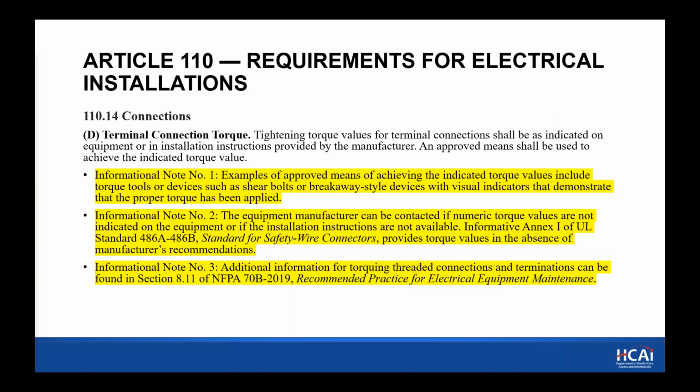Torque, terminal connections. So this has always been a requirement. There's a few informational notes that were added in the National Electrical Code. Examples of means of achieving the indicated torque would be torque tools or devices, shear bolts, breakaway. The informational note identifies that the equipment manufacturer can be contacted if the torque values aren't clear. And then it also points you to NFPA 70B, which has recommended practice for electrical equipment maintenance.